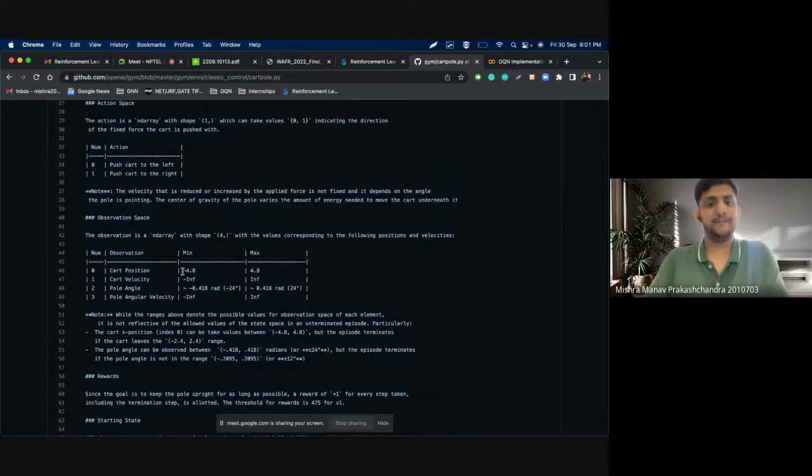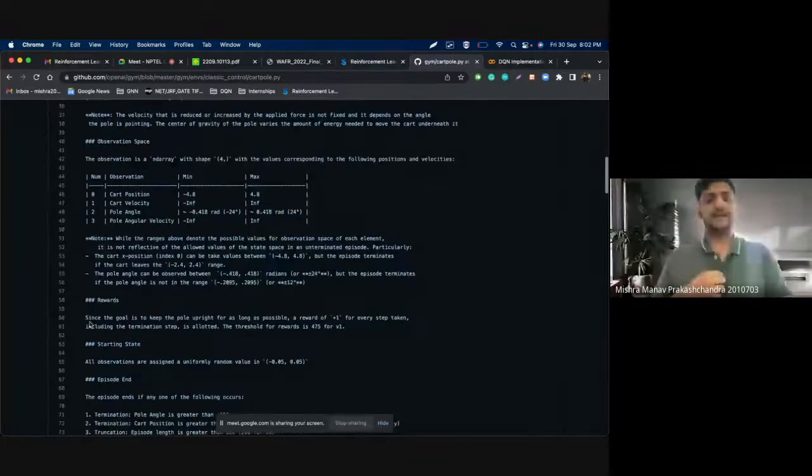One is the cart position, with a minimum of minus 4.8 and a maximum of 4.8. So the cart is moving from x equal to minus 4.8 to x equal to plus 4.8, between these two points. Then the cart velocity, which can be minus infinity to infinity. The third is the pole angle, which should be between minus 24 degrees and plus 24 degrees. If it falls beyond 24 degrees, it will eventually fall down. You can't make it upright again after it goes beyond 24 degrees. The fourth is the pole's angular velocity.